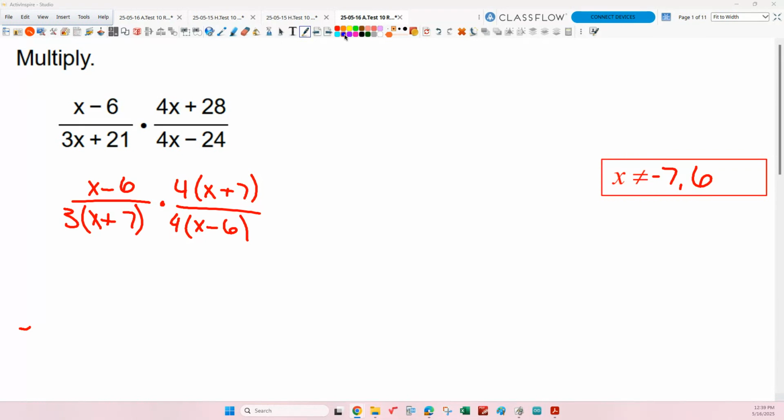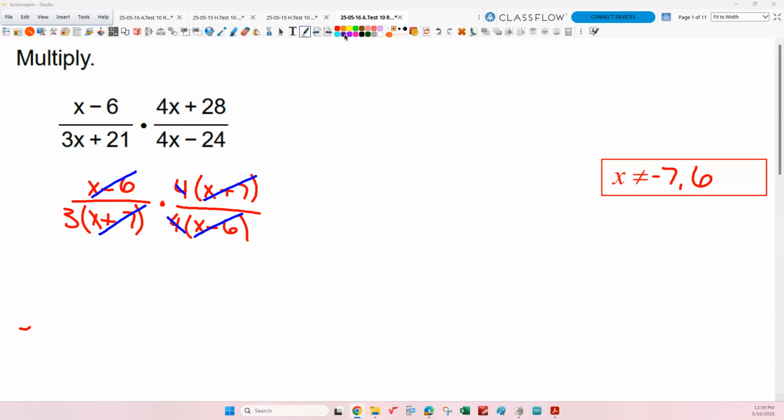Yeah, now I can simplify. So I have an x plus 7 in the bottom and an x plus 7 in the top. And then it's 6 minus x. And the 4 makes a little 1. Yeah, I can simplify the 4s too. So what am I left with? 1 over 3.